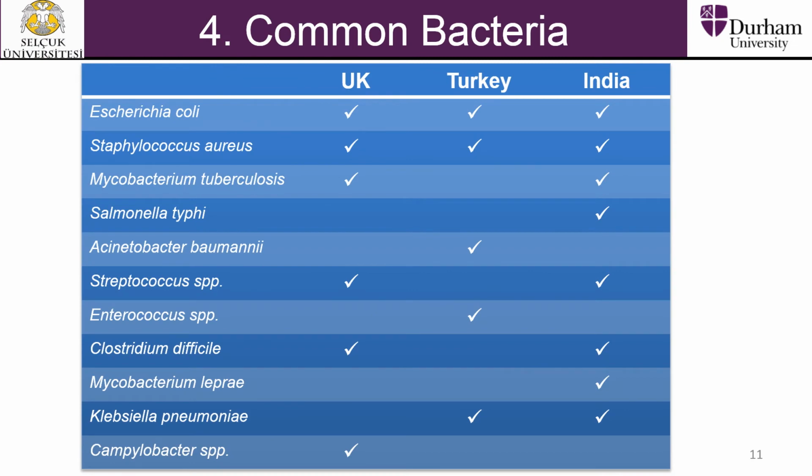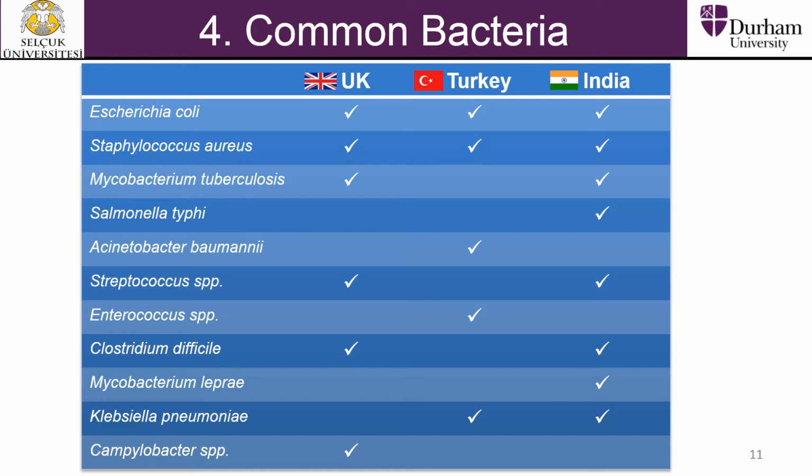As previously mentioned, there are many different types of bacteria, and the bacteria that commonly cause infection can vary from country to country. The table shown here lists some of the more common bacteria found in the UK, Turkey, and India, with a tick denoting that the bacteria is a common cause of infection in that country. Some of these bacteria, such as E. coli and Staphylococcus aureus, are relevant in all three of the countries, while others, such as Acinetobacter and Campylobacter, are only relevant in one of the three countries.